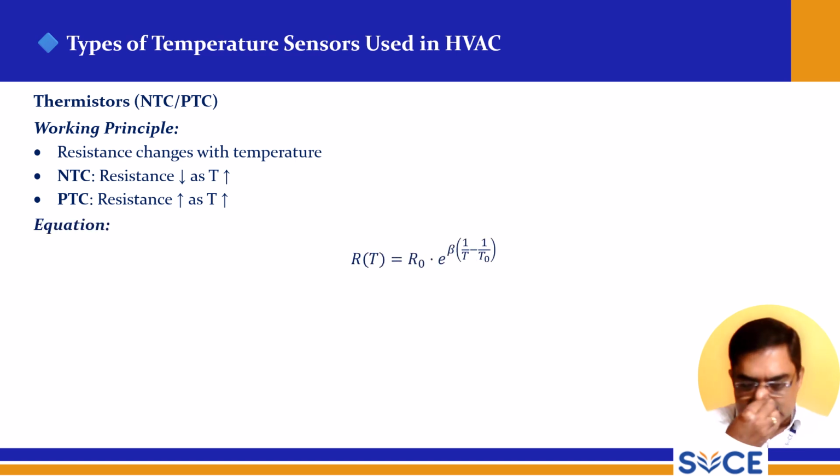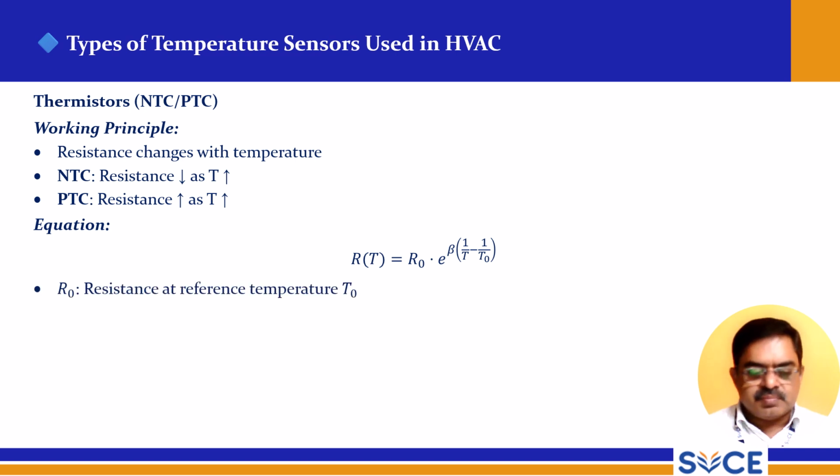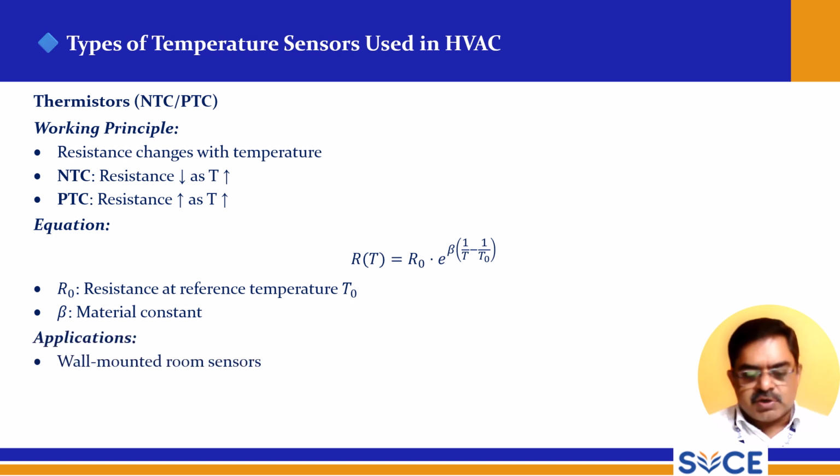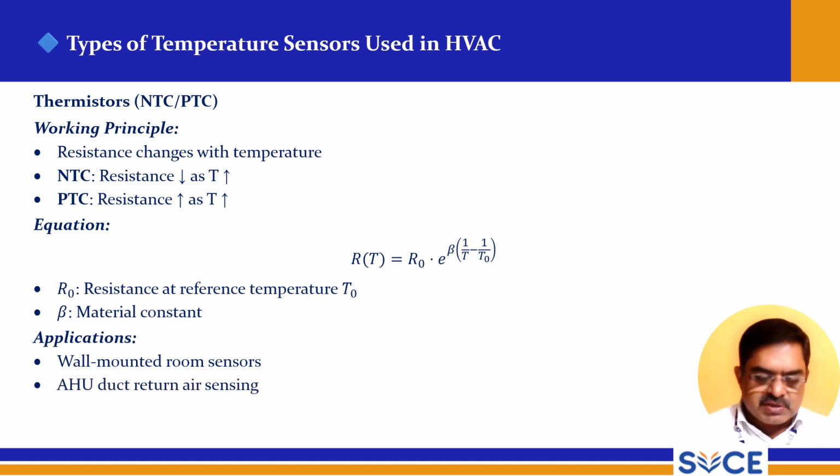Its equation is R_T equal to R_0 into e to the power beta into (1/T minus 1/T_0), where R_0 is the resistance at reference temperature T_0 and beta is a material constant. The applications are wall mounted room sensors, and AHU, the air handling unit, duct return air sensing.